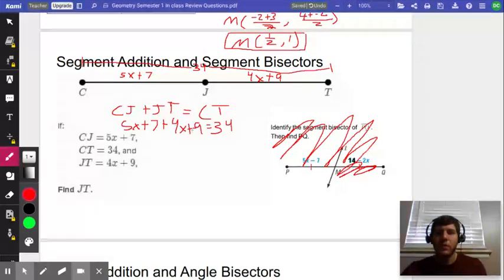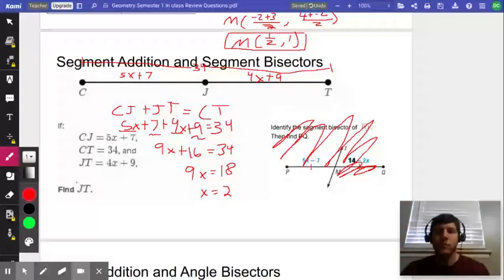Right, that's segment addition. All right, combine like terms, you're going to have 9x. You're going to have 16. So 9x plus 16 is going to give us 34. We can subtract 16 from both sides. So we're going to end up with 9x equals 18. And then we can divide 9 on both sides. So we're going to get x equals 2.